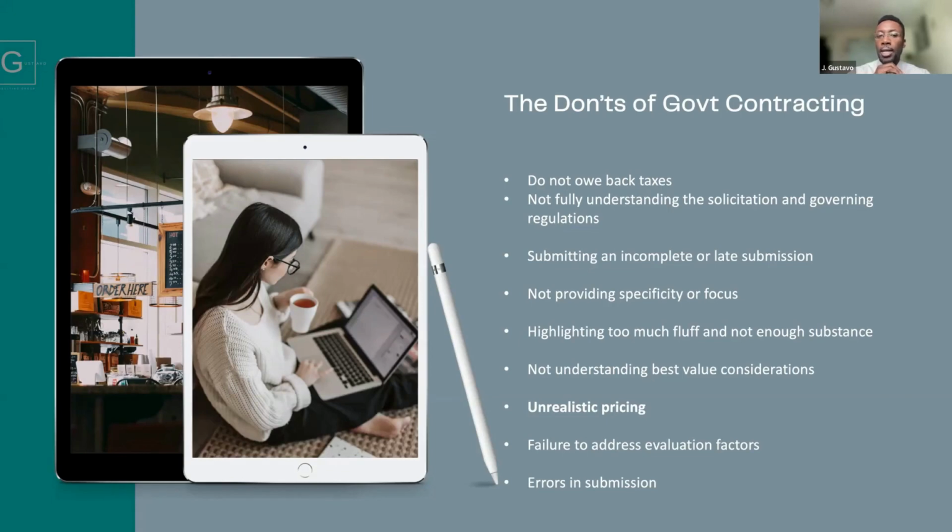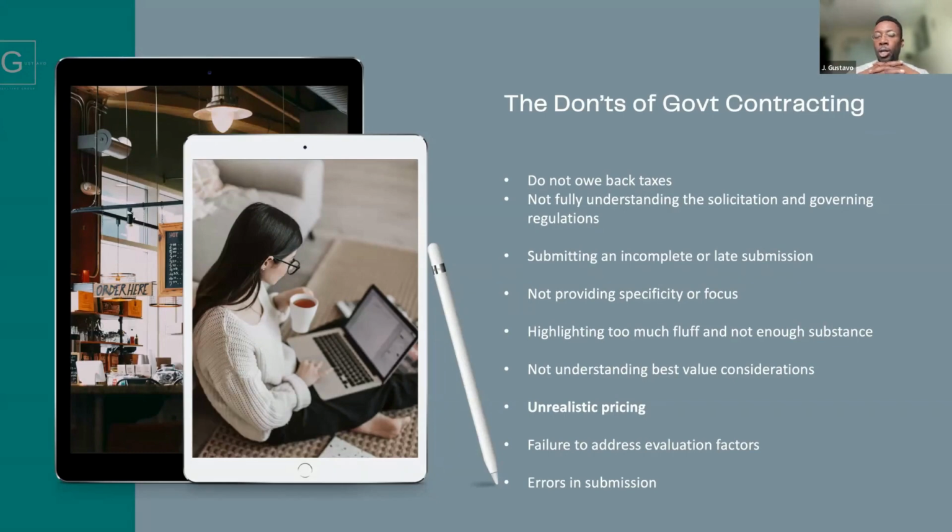You want to make sure you understand the best value considerations, and avoid unrealistic pricing. You're probably thinking to yourself, well, it's the government, they've got a huge bag and they'll probably be able to afford whatever price point I throw out there. That is not the case.